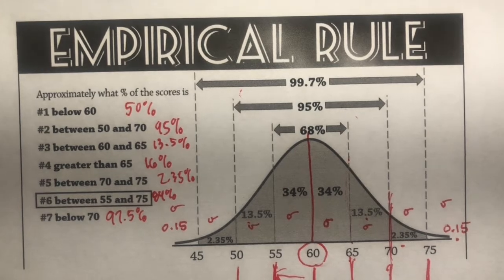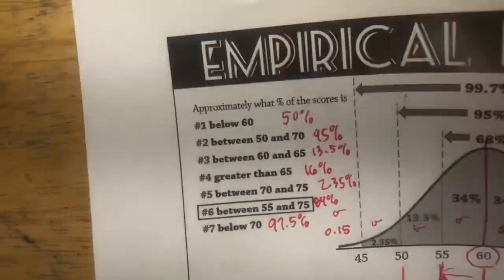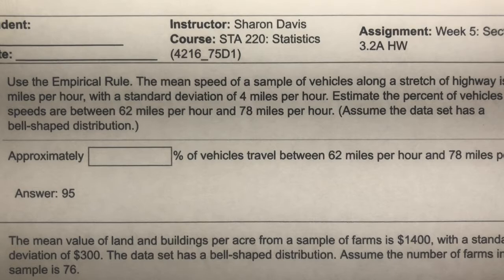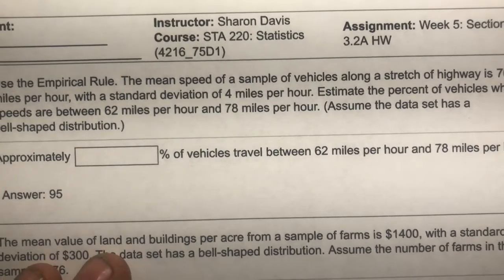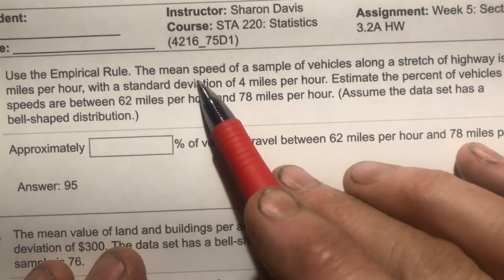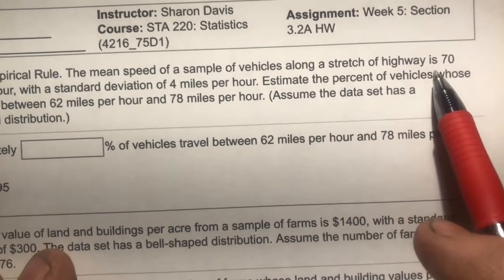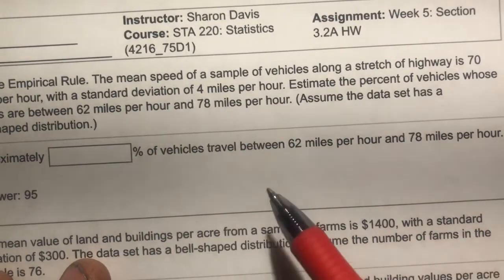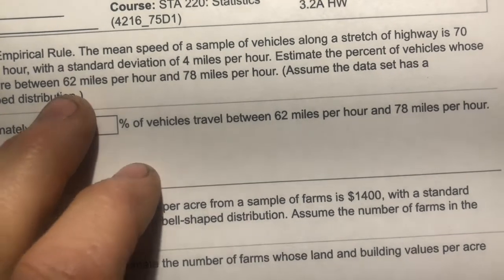Okay, so we're going to apply that to problems in statistics here. So like here's some questions here. All right, that's a little bit too big for the screen. I'll have to move it back and forth. It says, use the empirical rule. The mean speed of a sample of vehicles along a stretch of highway is 70 miles per hour with a standard deviation of 4 miles per hour. Estimate the percent of vehicles whose speeds are between 62 and 78.